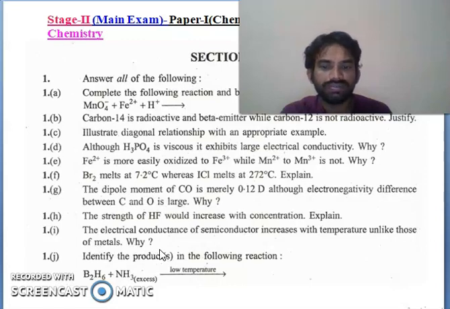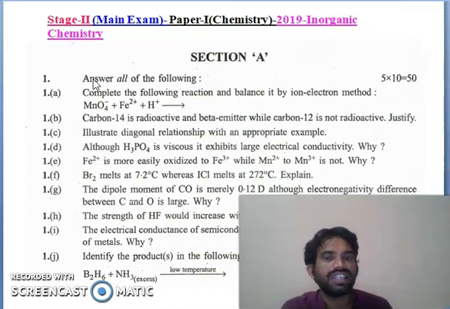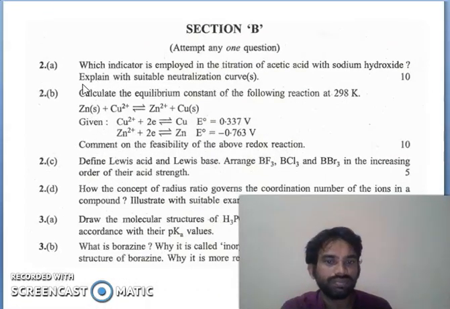Why? You can see, identify the product of the following reaction: B2H6 plus ammonia, excess, low temperature. And you can see the next one, section B. What are the few questions? You can attempt any one question.